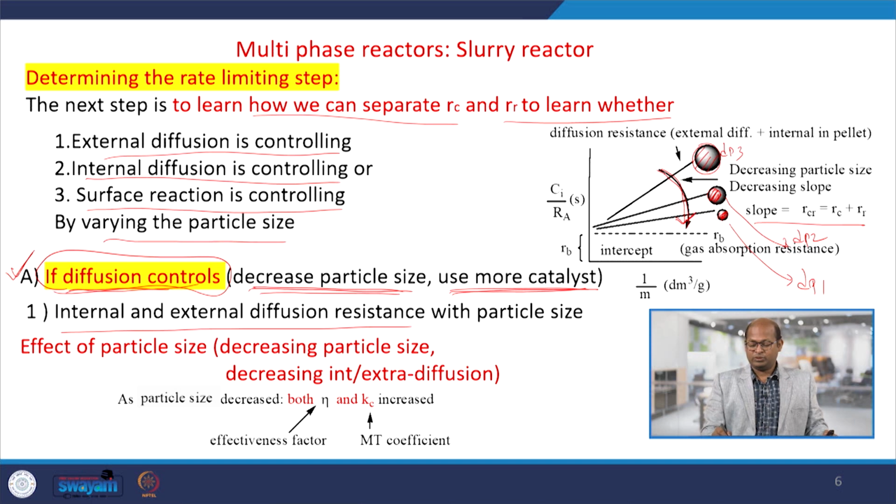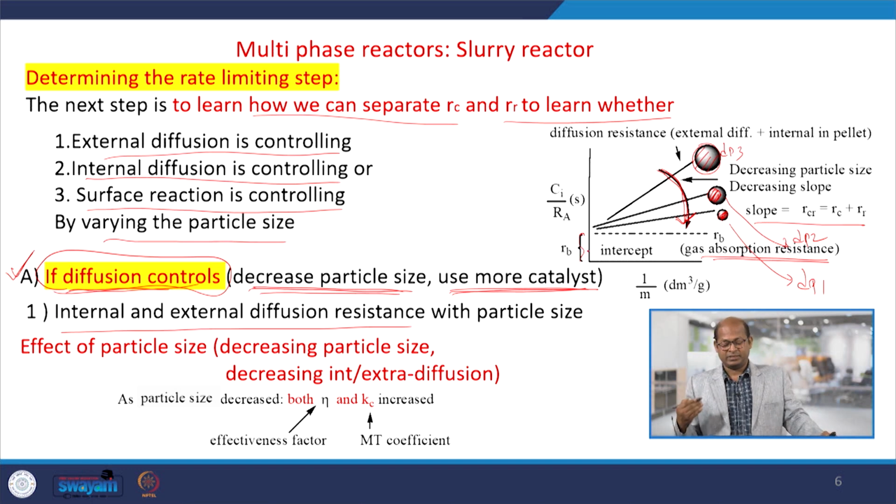Okay. The slope is basically the resistance, that diffusional resistance. So, how can we control or decrease the diffusional resistance? By decreasing the particle diameter. But gas absorption we cannot control, that remains constant for the system, but by changing the particle diameter we can decrease the slope. If you decrease the particle size, the slope of those lines will decrease. Therefore, we can control the overall resistance due to the diffusional resistance.